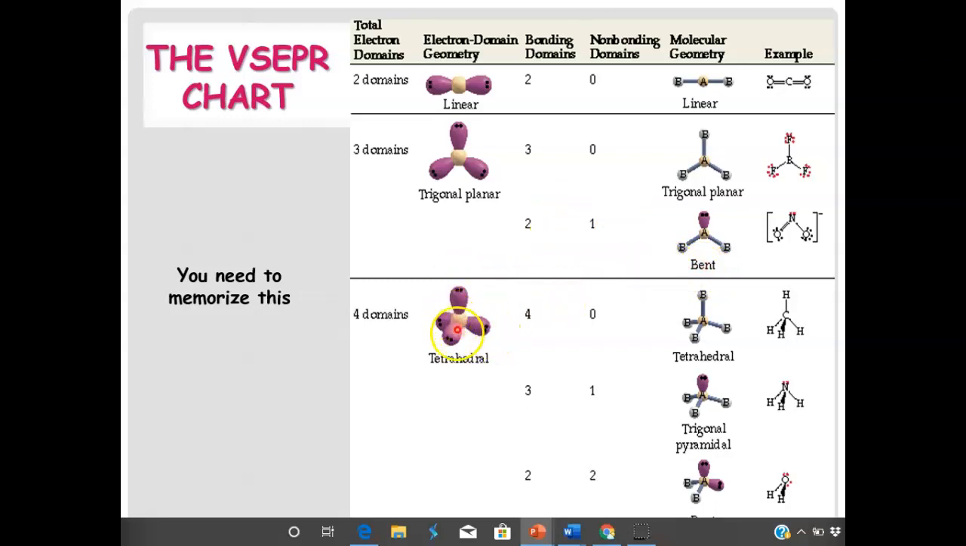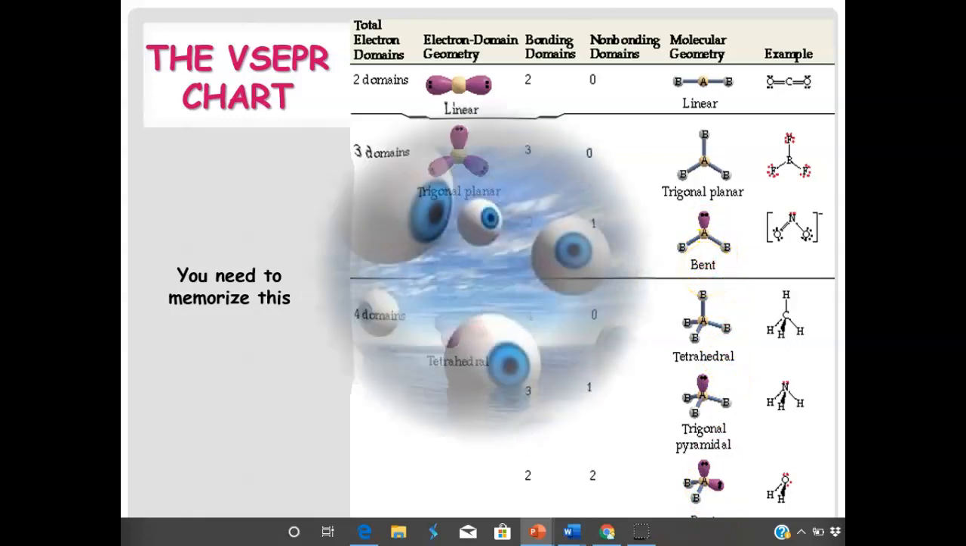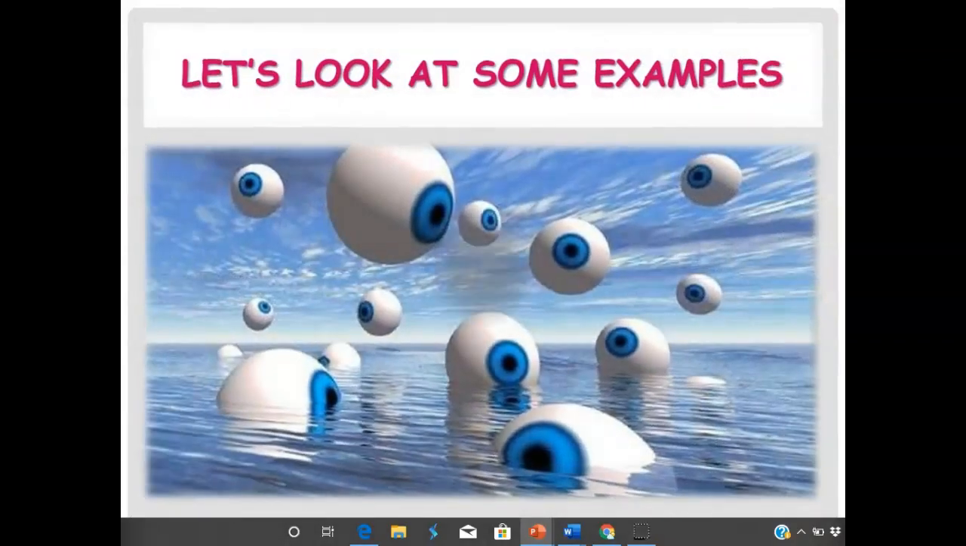4 domains. Okay. So if there are 4 domains and 0 non-bonding, you're going to have tetrahedral. 3 domains and 1 lone pair, trigonal pyramidal. 2 bonding and 2 that are not bonding, and they're lone pairs, they are going to be bent. And that's what's right here, the word bent. It looks just like this one right here. Okay? All right. So let's look at some examples real quick.